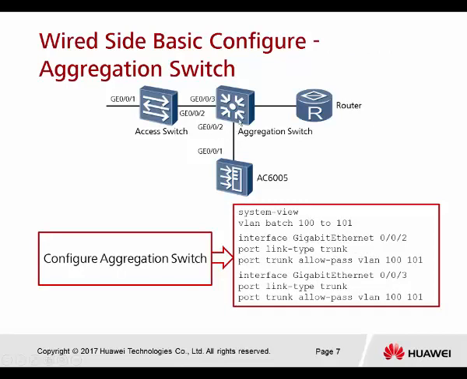Now we will move forward to the aggregation switch, or we can call this a distribution switch. First step, enter the system view and create the VLANs using the command vlan batch 100 to 101. Then go to the interface: port number 2 connects to the controller, and port number 3 will be connected to the access switch. We configure these two as trunk links and allow VLAN 100 and 101 on both interfaces.